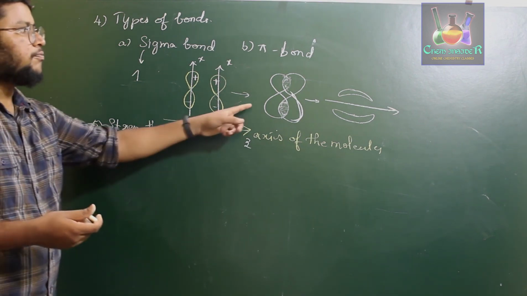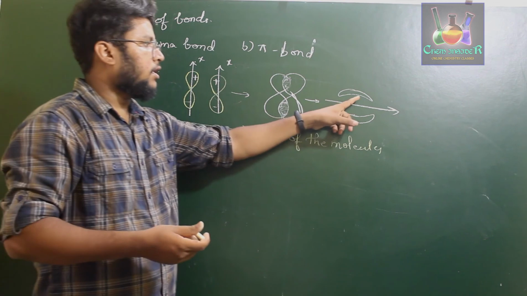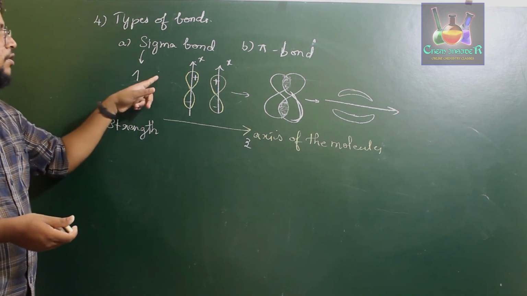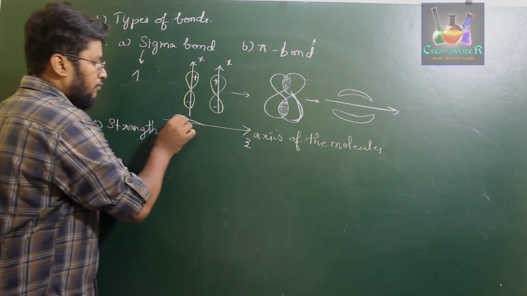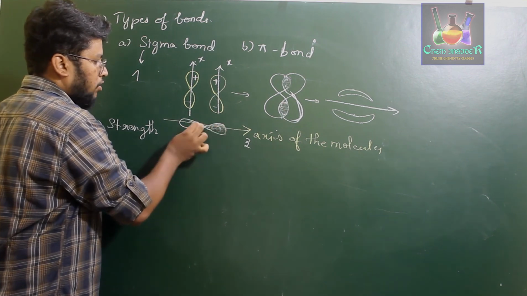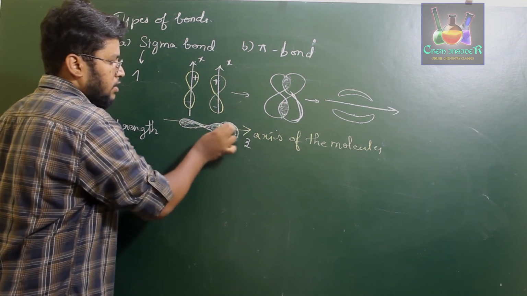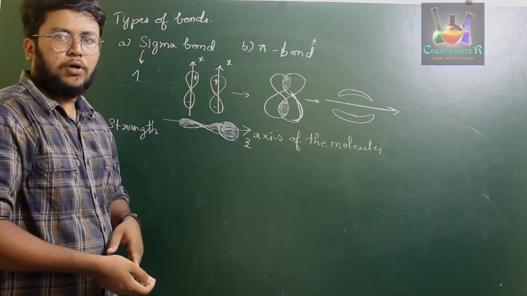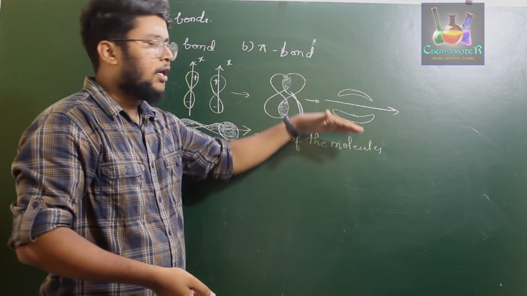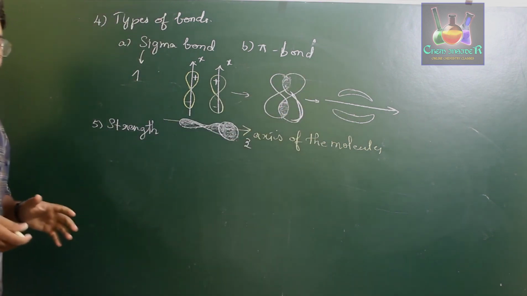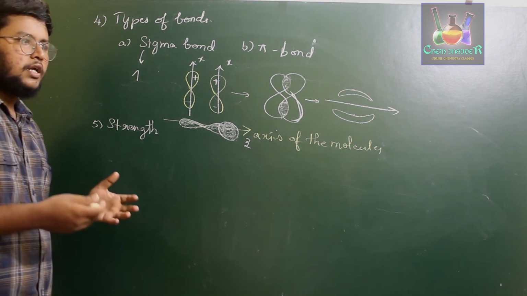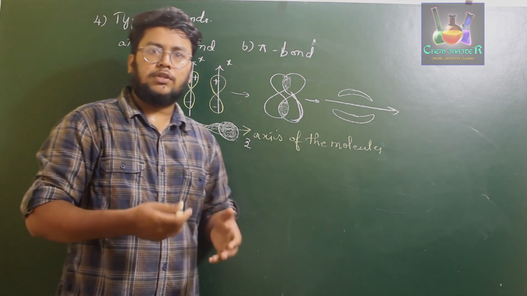The electron clouds in the case of pi bonds will be present above and below the plane of the molecule. But the electrons in the sigma bonds will be on the plane of the molecule. So the electron cloud forming a sigma bond will be on the plane of the molecule, whereas in the case of the pi bond, the electron clouds will be present above and below the plane. Therefore, the strength is greater in the case of sigma bonds and less in the case of pi bonds. So the greater the electron cloud present, the greater the strength of the bond.